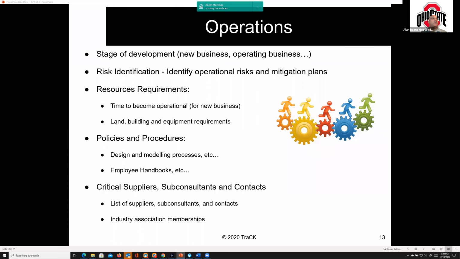Critical suppliers, sub-consultants, and contacts. Who are the suppliers and the sub-consultants that you're going to have to deal with, and the contacts that you have in the industries for potential clients? Are there any industry association memberships that would allow you to have access to potential clients and employees or sub-consultants? One of the ones I can think of is the ASCE, the American Society of Civil Engineers. That's something that I was in for, in college and then for many years after the fact. All right.